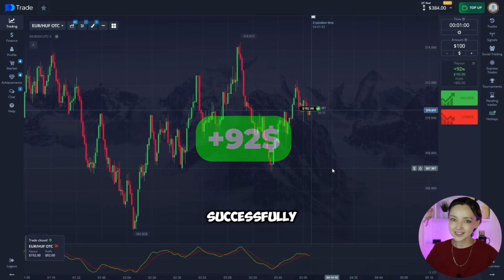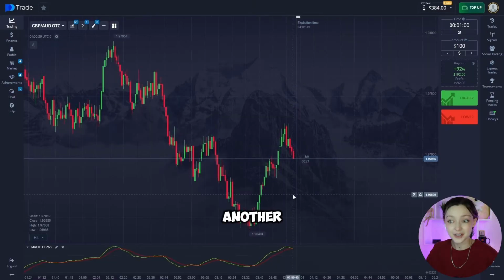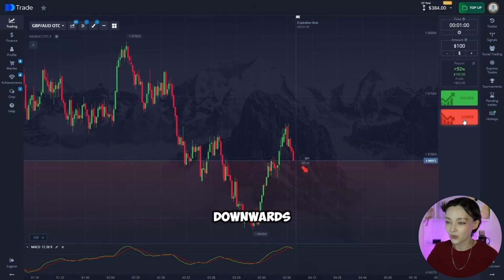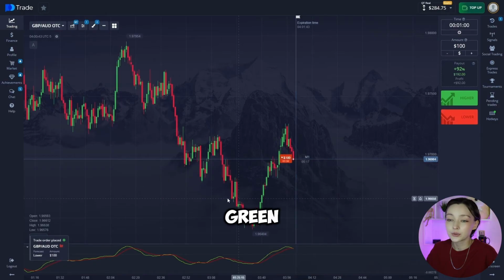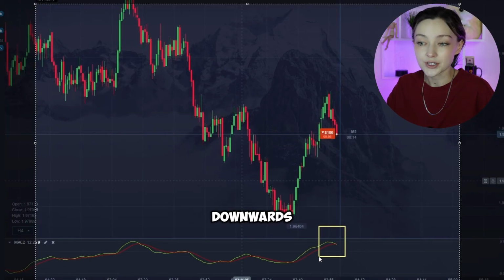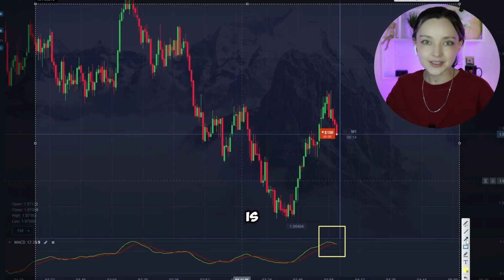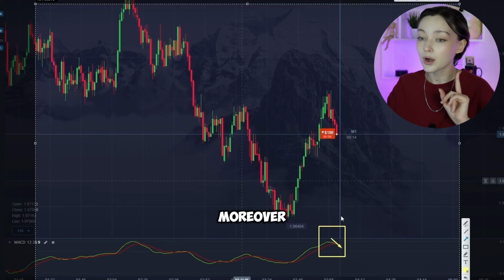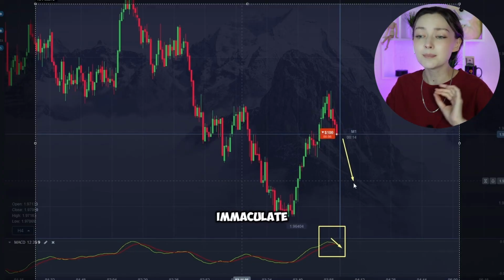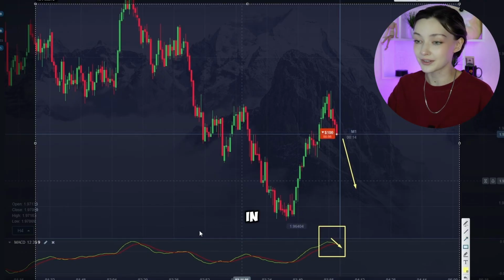And the trade successfully closed in a profit. So I found another really nice case placing a trade downwards. We can see the green line crossing the red one downwards, which means the downward motion is to be continued. Moreover, the indicator shows immaculate performance in the chart's history.